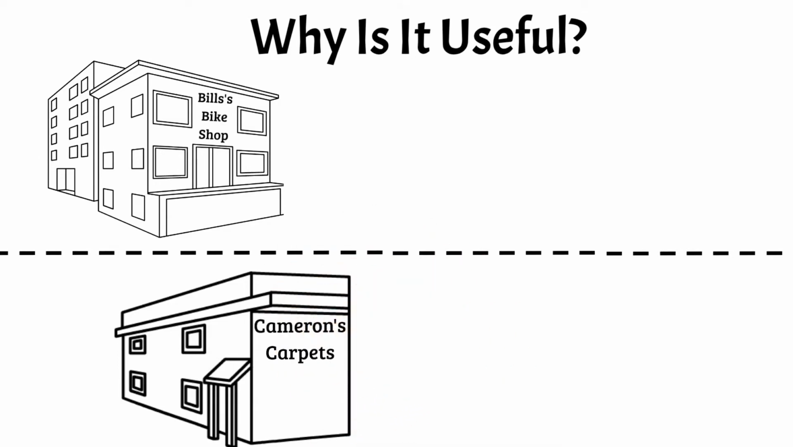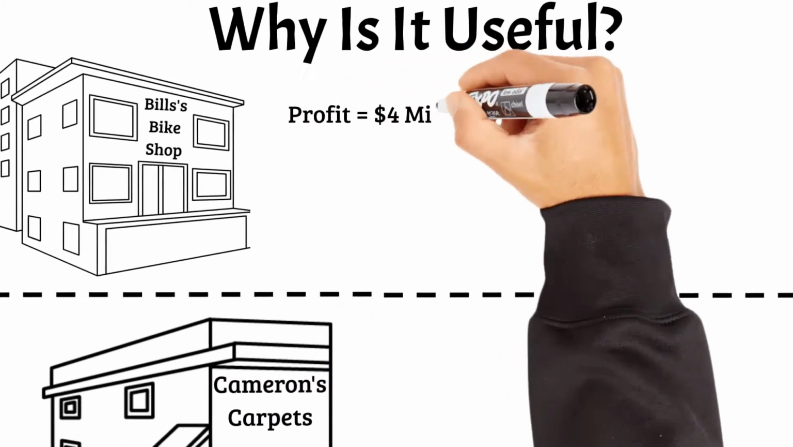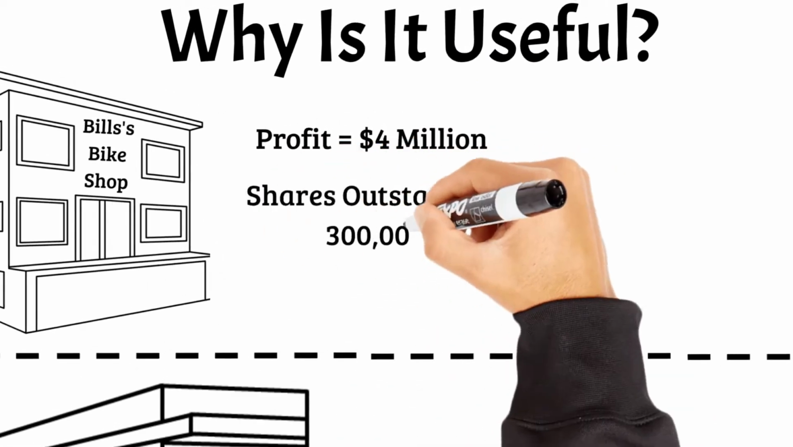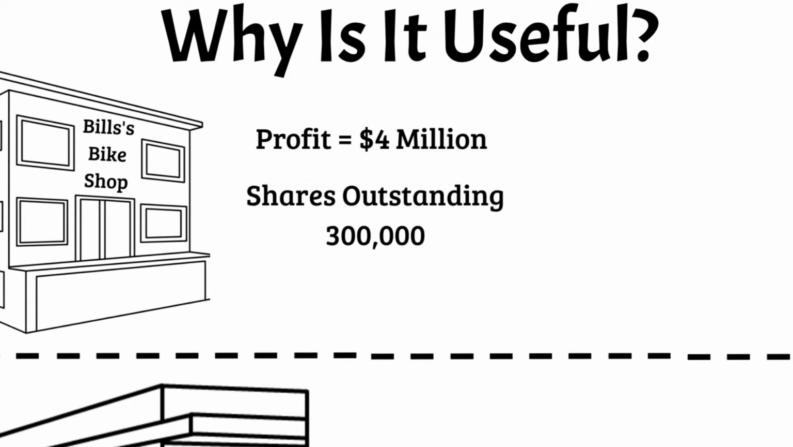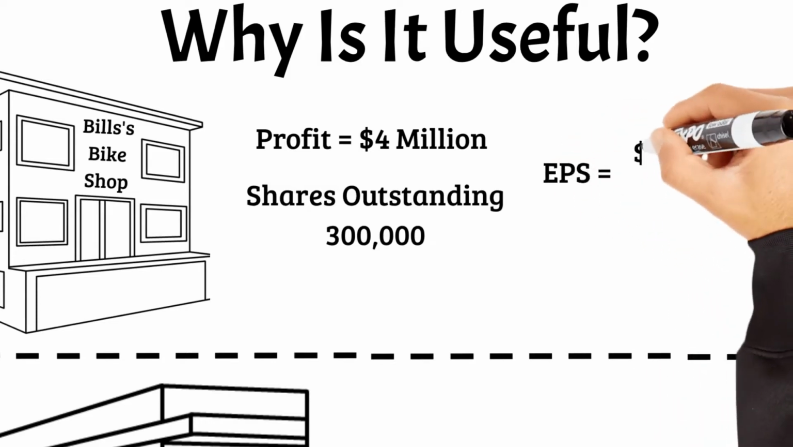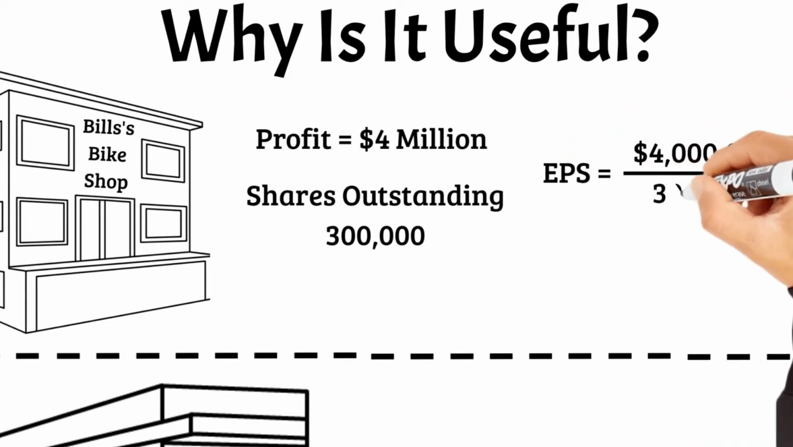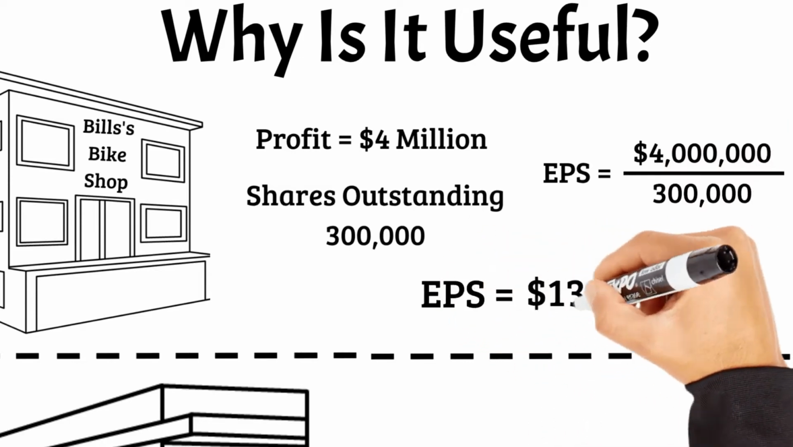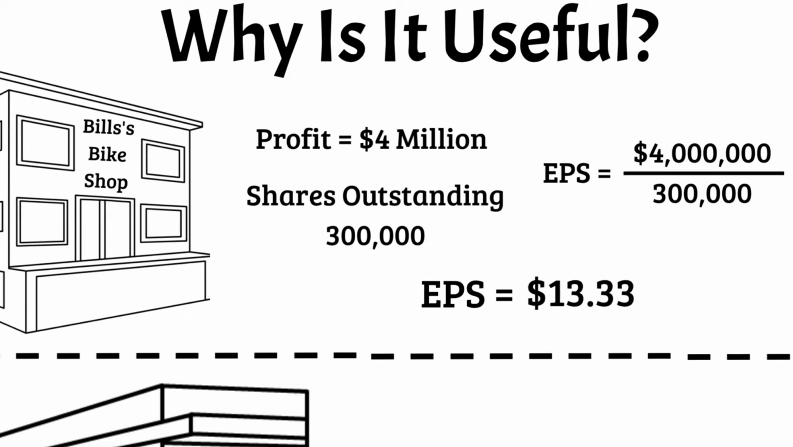To start, let's say Bill's Bike Shop has an annual profit of $4 million with 300,000 shares outstanding. To find the earnings per share of Bill's Bike Shop, we would take $4 million and divide by 300,000 shares. This gives us an earnings per share figure of $13.33 per share. What this means is that each share in the company produces $13.33 worth of profits.